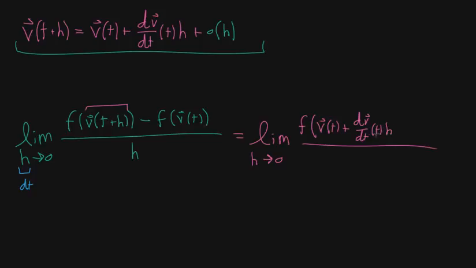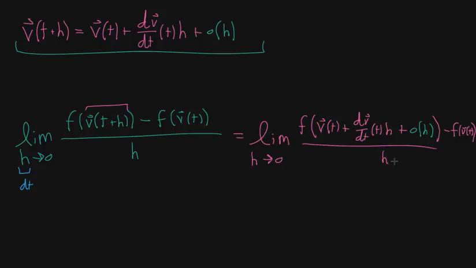So again, it's kind of like a Taylor polynomial. This is your linear term. And then it's plus something that we don't care about, something that's going to get really small as h goes to 0, and really small in comparison to h, more importantly. And from that, you subtract off f of v of t. And all of that is divided by h.